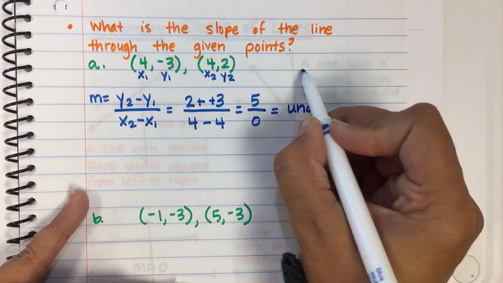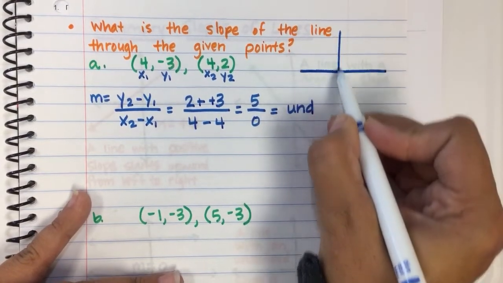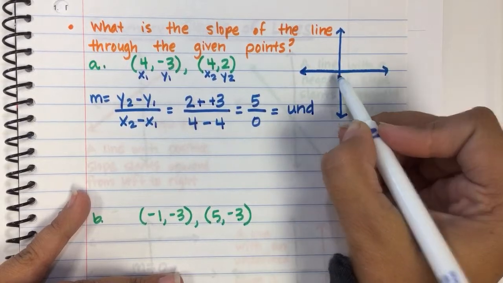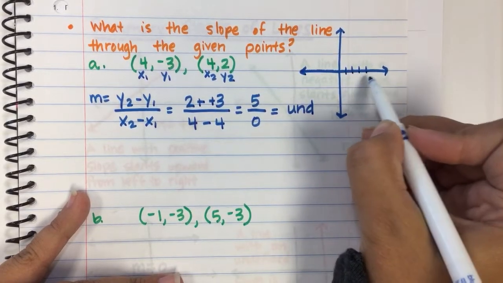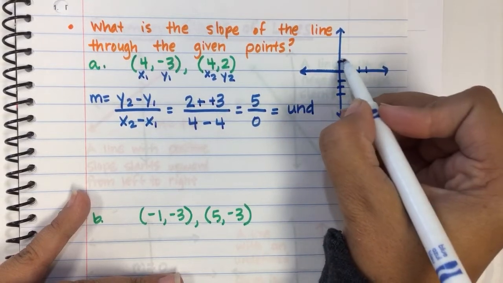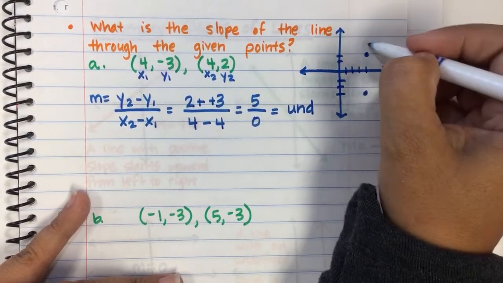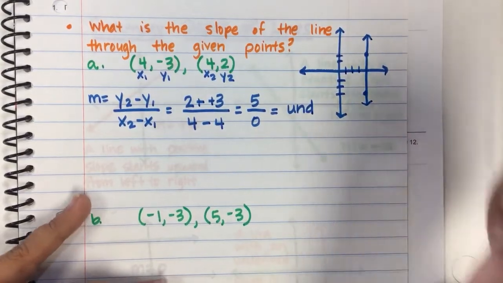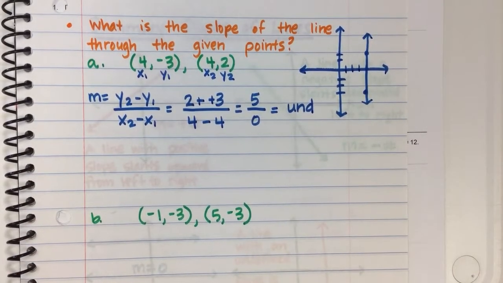Now if I want to double check that, I could sketch a little graph right here. And I could graph these two points. (4, -3) would be right here. And (4, 2) would be right here. And so that would graph a vertical line. And I know that the slope of a vertical line is undefined.